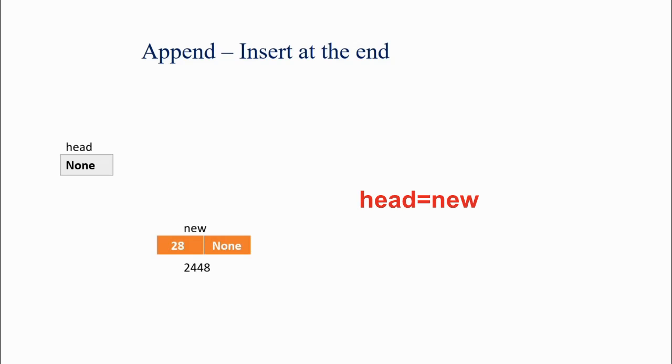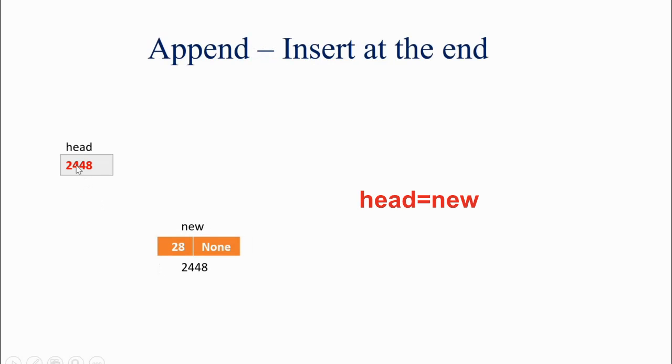Next operation that we are going to see is append, that is inserting at the end of the linked list. In this scenario, we need to consider two cases. First case is when there are no nodes in the linked list and head is null. Second case is when there are nodes in the linked list. So we will see the first case now. That is, there are no nodes in the linked list. Then head will be None. Here we have the new node created. In this case, you update the head equal to new. Now head will point to this new node and new node will become the first node in the linked list.